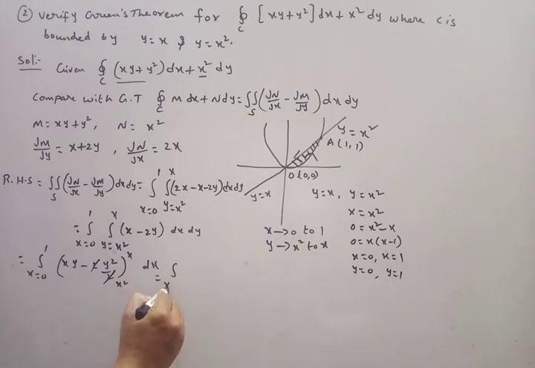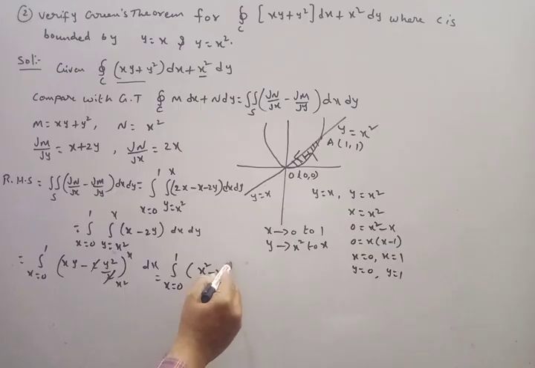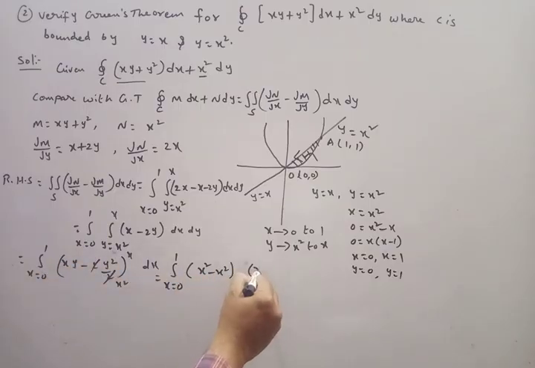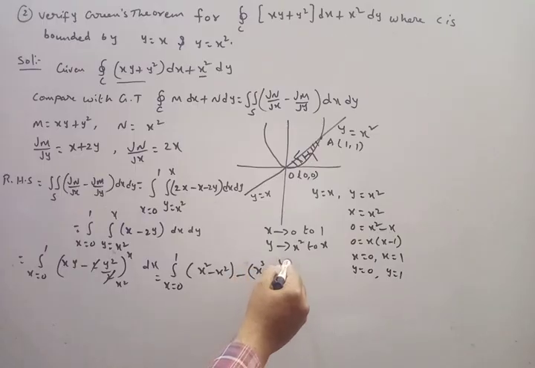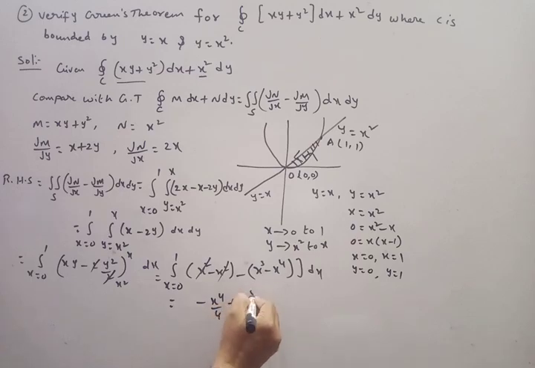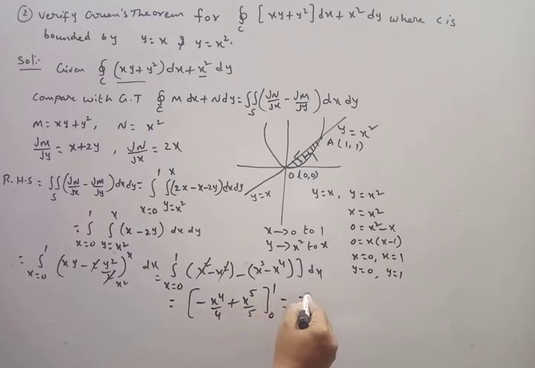So x is equal to 0 to 1, substitute upper limit x, I get x square minus x square, minus lower limit x square in place of y, x into x square, x cube minus x power 4 into dx. So x square got cancelled. So minus x cube plus x power 4, integrate: minus x power 4 by 4 plus x power 5 by 5, 0 to 1. Substitute upper limit 1, I get minus 1 by 4 plus 1 by 5.